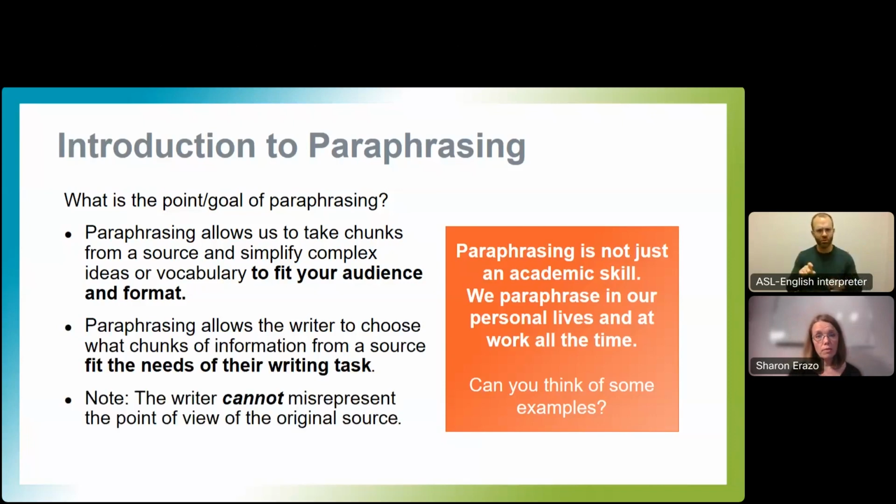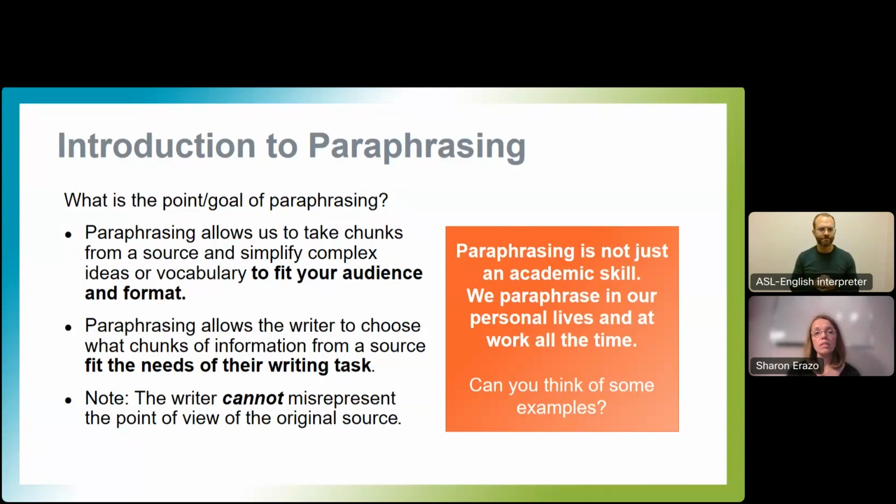As I say that, I do want to emphasize this fact that the writer cannot misrepresent the point of view of the original source. So while I may not paraphrase every single detail from an original source, what I choose to paraphrase, I want to ensure I am accurately representing when I am putting that information into my own words.